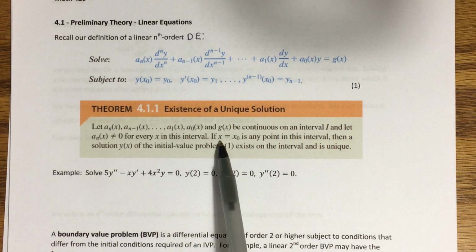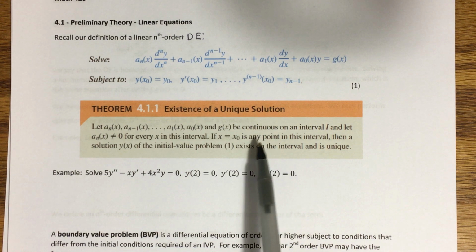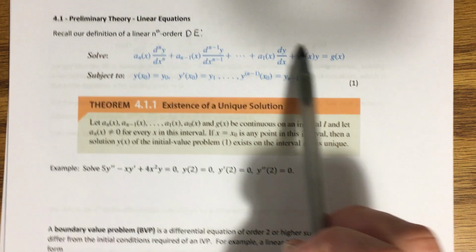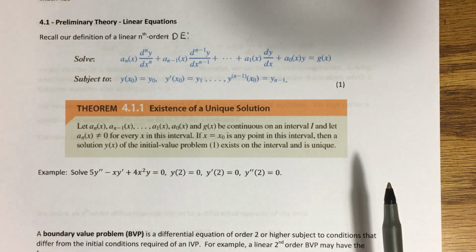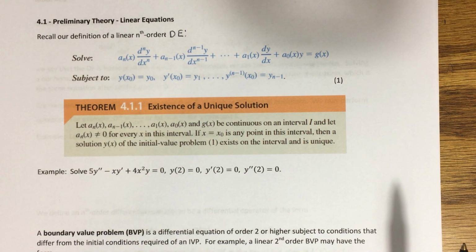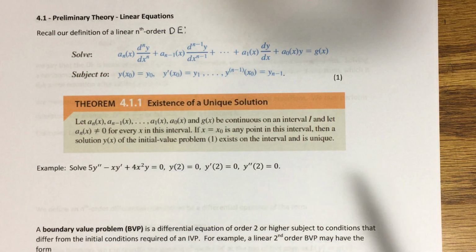Now, if x equals x naught is some point within that interval, then a solution to this initial value problem that we stated up here is guaranteed to exist, and not only that, it's guaranteed to be unique. Those are two very, very strong and useful things that we can say about this kind of a DE. And again, I'm not going to prove this. We're just taking that fact for granted here.